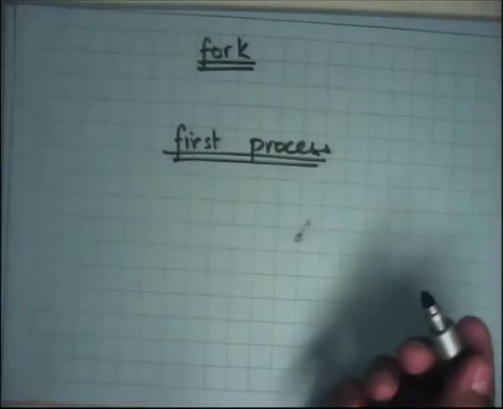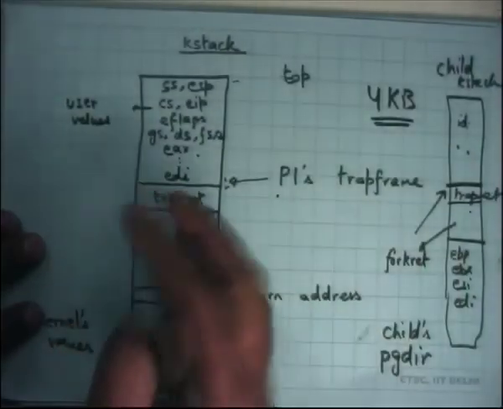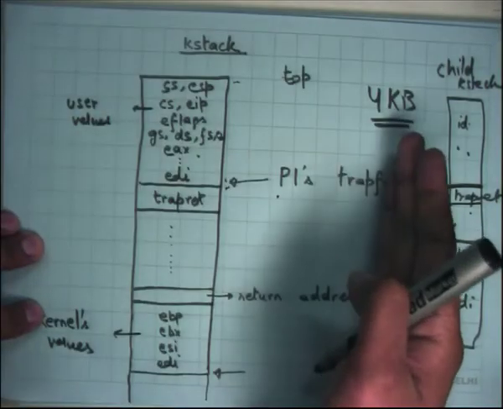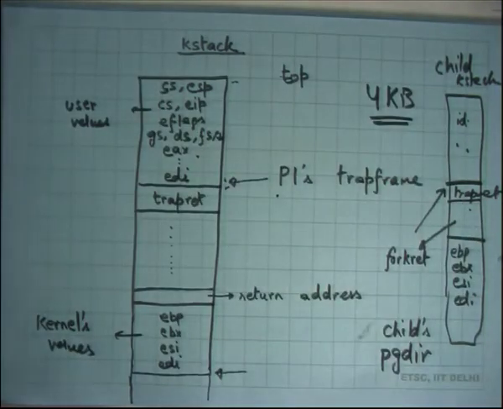So how is the first process created? Very simple. In the fork we just copied the stack from the parent to the child. If I want to create the first process, I just initialize the k stack, right? And I initialize the fresh page dir, except that it's a special k stack and a special page dir.